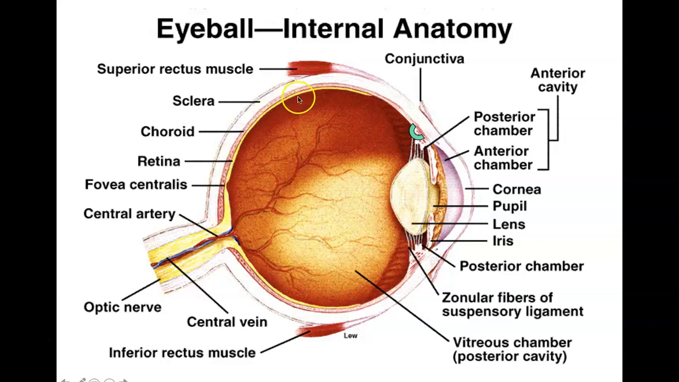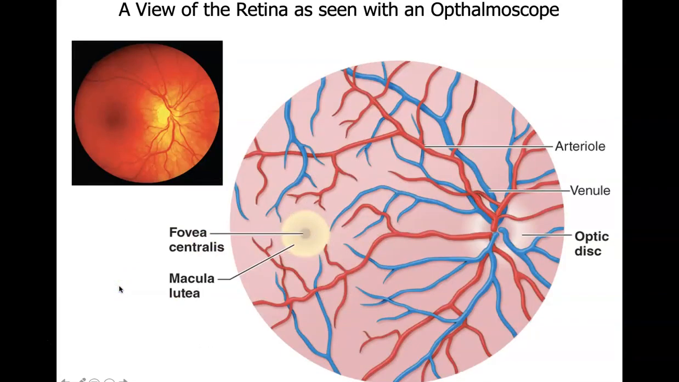So all your photoreceptors are back here at the back of the eye. Okay, the fovea centralis is that point where you have the highest density of photoreceptors. And that information then is going to go back to your brain through the optic nerve. So the retina is actually covered in lots of blood vessels. When you look with an ophthalmoscope, you can see all these blood vessels, okay, with that fovea centralis surrounded by the macula lutea there too.